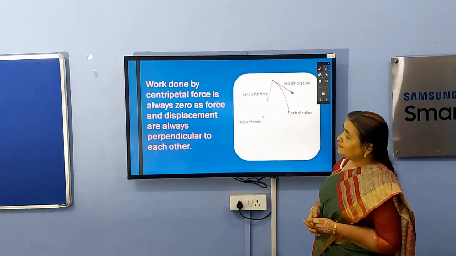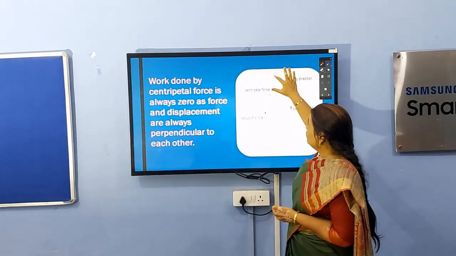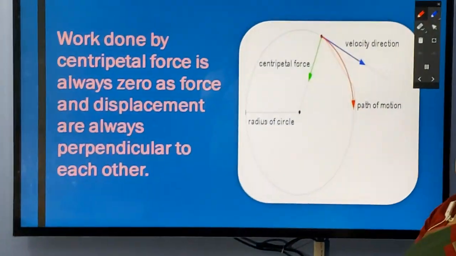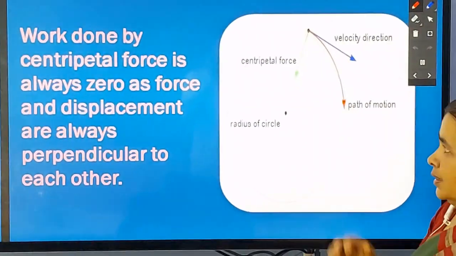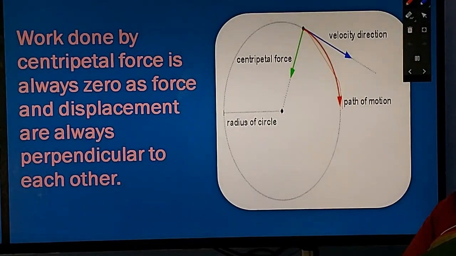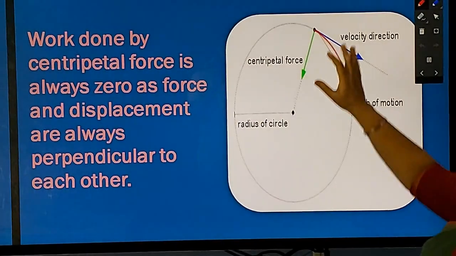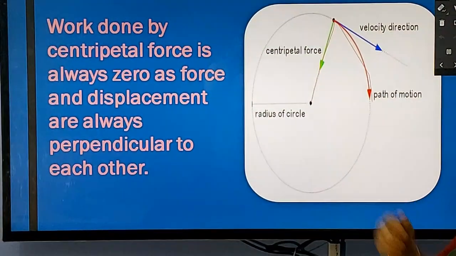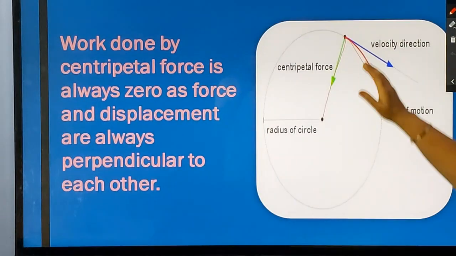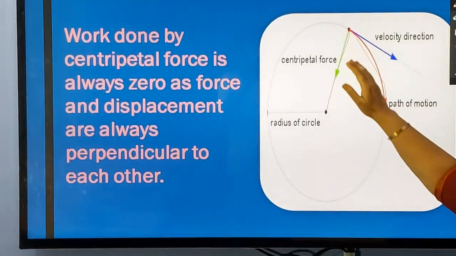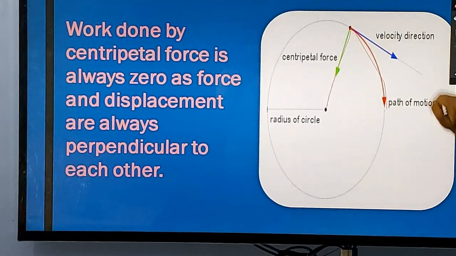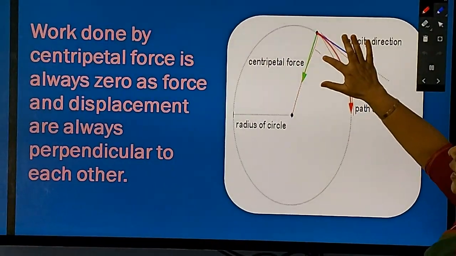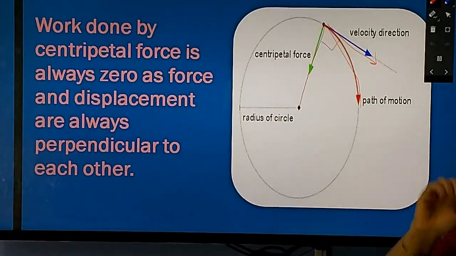Now what happens if we are talking about only 1/4 of the revolution? For the 1/4 revolution, what will happen? If anybody is moving on a circular path, there is one force which is always directed towards the center. This is known as centripetal force. Centripetal force is always acting towards the center of the circular path, and the displacement is tangential to this circular path. That means they are always perpendicular to each other.